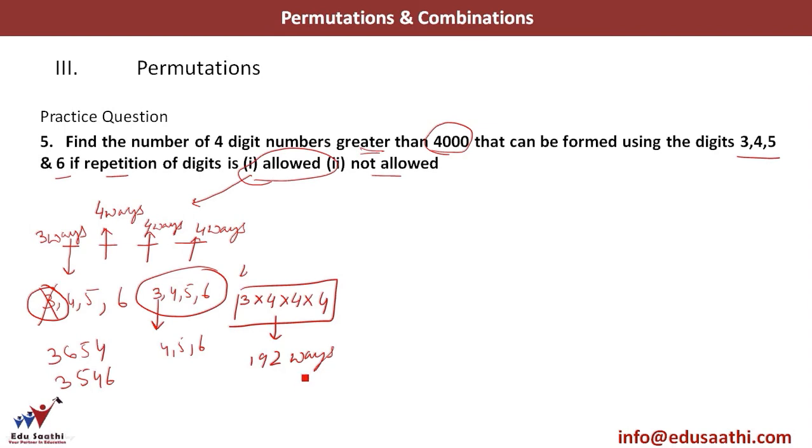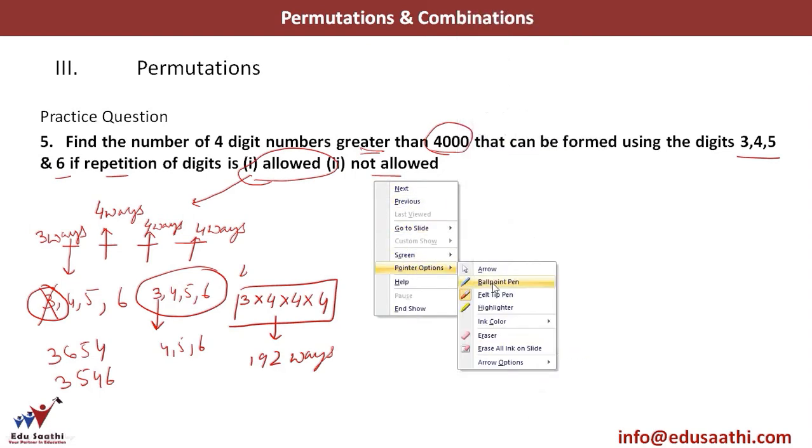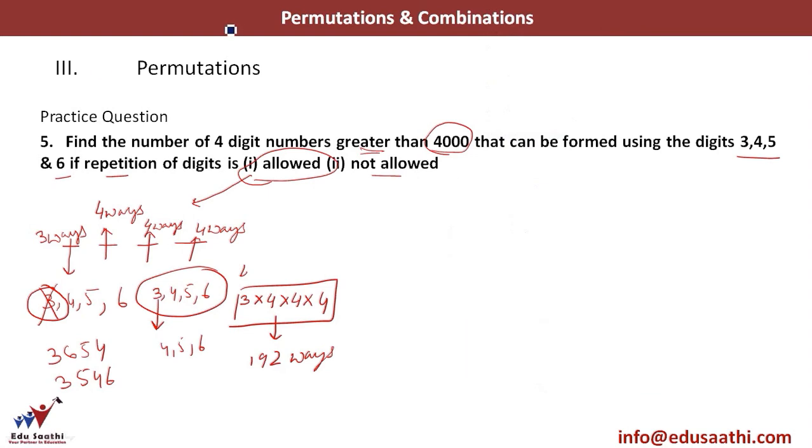Okay, so let's move on to the second case wherein the digits cannot be repeated. So I can use one of these digits only once. Just let me change the ink color for the second case. So we do the second case where we have to find the number of numbers but repetition is not allowed. So again I have 4 spaces here. Again here I can fill this space in 3 ways, as I've already explained. For the same reason, I can fill this in 3 ways.